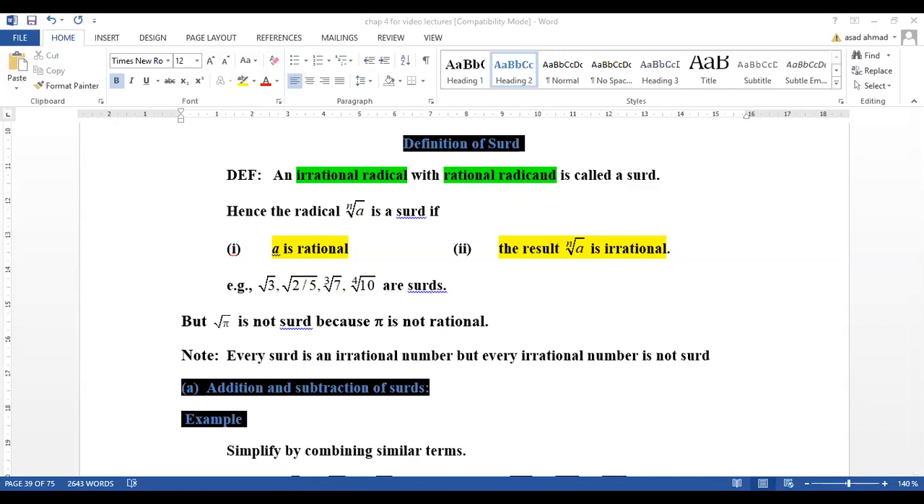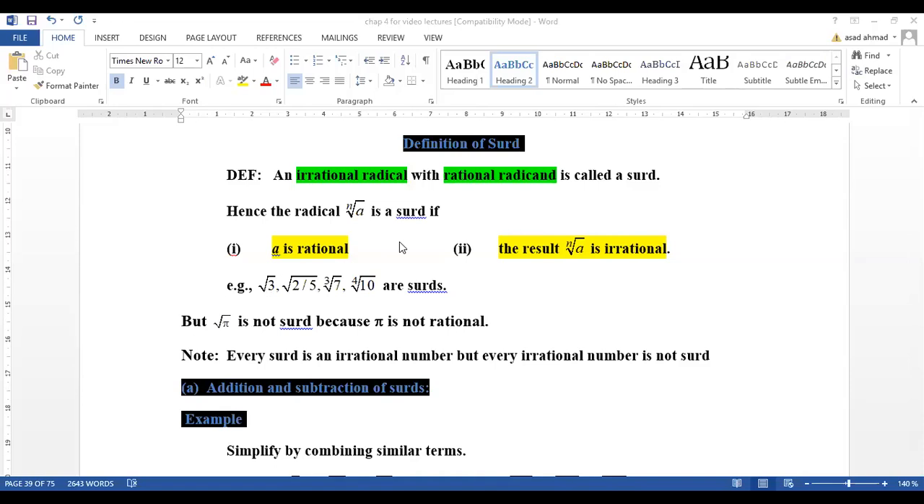Sir, I want to ask how is under root 2 an irrational expression? Under root 2 is an irrational number because I told you earlier that this is a topic of chapter number 2 in which we learned about rational and irrational numbers. Under root 2 or under root 3 generates non-terminating, non-recurring decimals. If you solve it on your calculator, you will see that under root 2 or under root 3 are such numbers which cannot be written in p over q form.